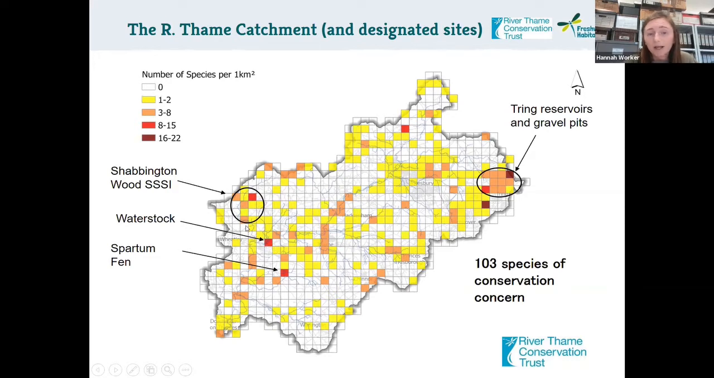And there are also some floodplain areas coming out, so the Waterstock area, which is on the floodplain of the main river channel. And Spartum Fen, the fen I mentioned earlier as well. It was Spartum Fen and these gravel pit lakes that actually had the highest density of species for the whole catchment. And we found 103 of conservation concern across the whole Thame. So not a huge number, but with it being such an intensively used landscape, and also not having a huge amount of records, it's maybe not too surprising that we're finding not that many species of conservation concern.